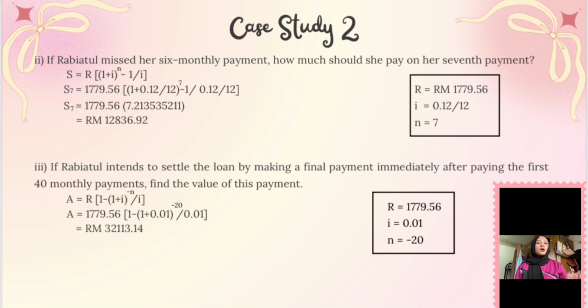When we calculate [(1 + 0.12/12)^60 - 1] divided by 0.12/12, we get approximately 7.21353521. Finally, we multiply 1,779.56 by this value. So the total amount accumulated is RM 12,836.92.